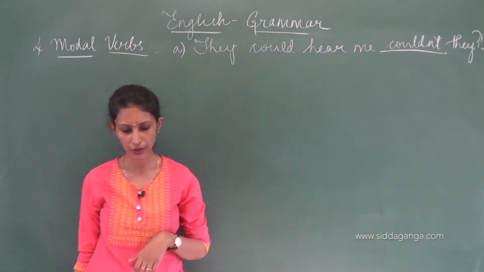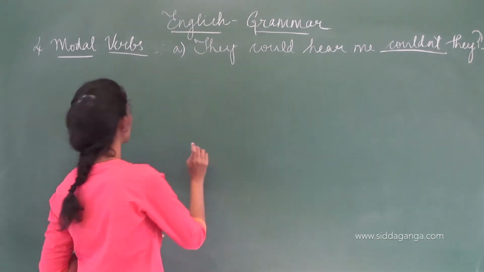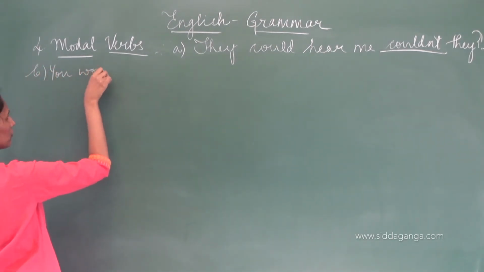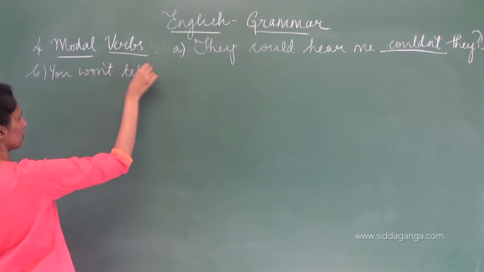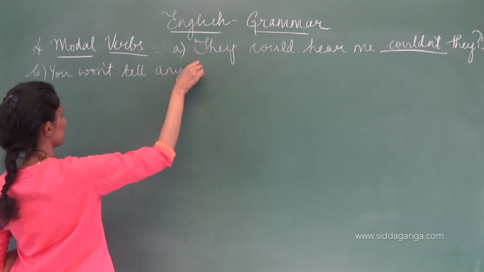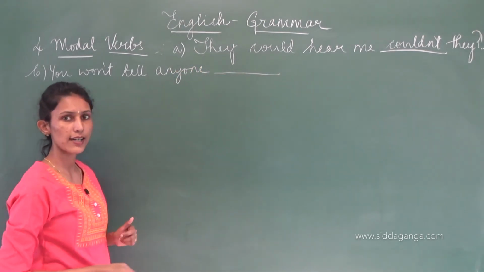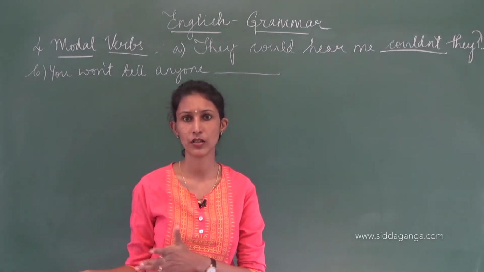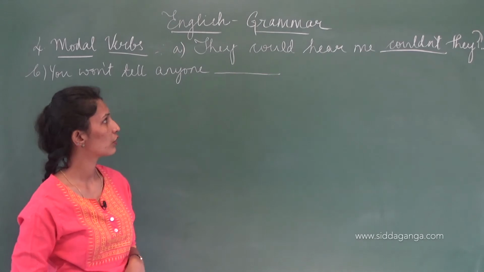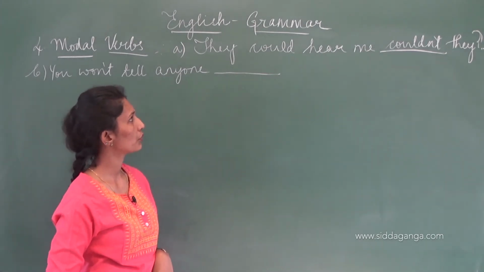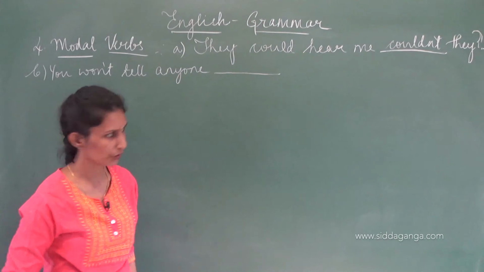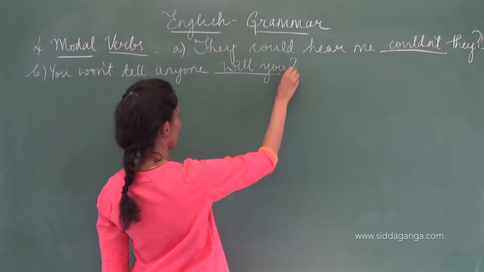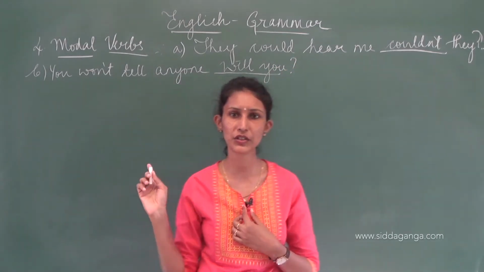Next example, you won't tell anyone. You won't tell anyone, will you? Will and will not, won't. Okay? You won't tell anyone, will you? Now, this is mostly used in speech, isn't it?